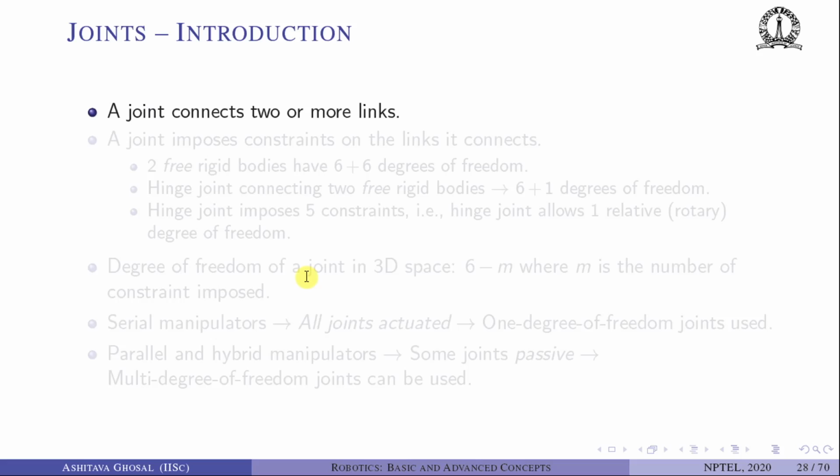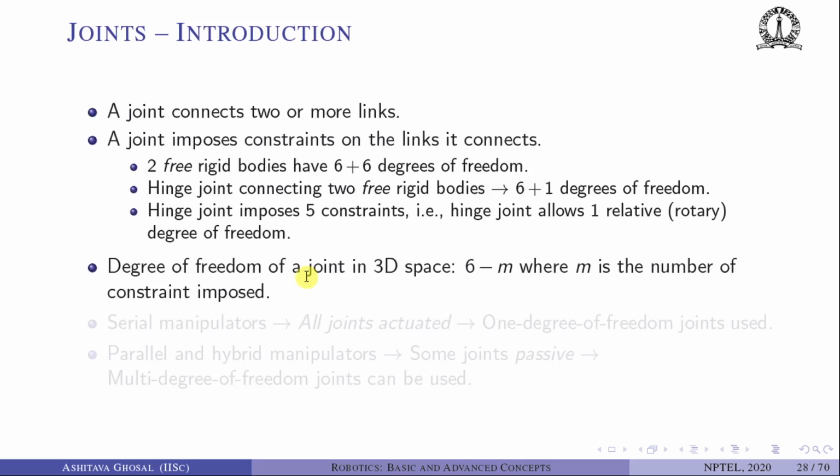Briefly, an introduction to joints. Basically, a joint connects two or more links. So I have two or more links in 3D space, and I can connect them using joints. A joint imposes constraints on the links it connects. For example, if you have two rigid bodies in 3D space, and they are free, then they have 6 plus 6 degrees of freedom. Each rigid body has position plus orientation, which is 6, and 2 of them means 12.